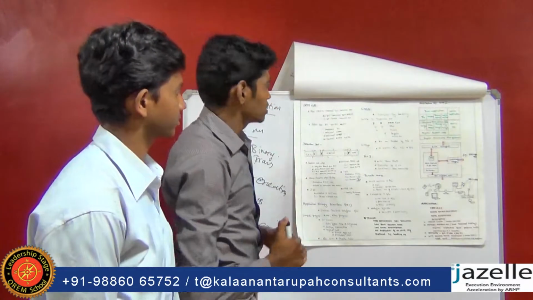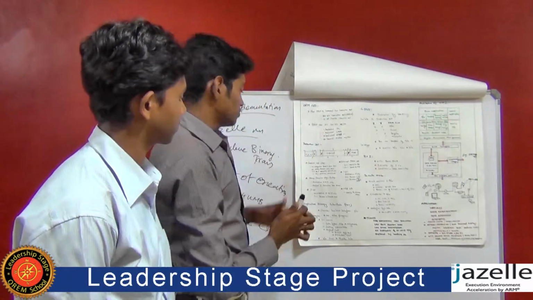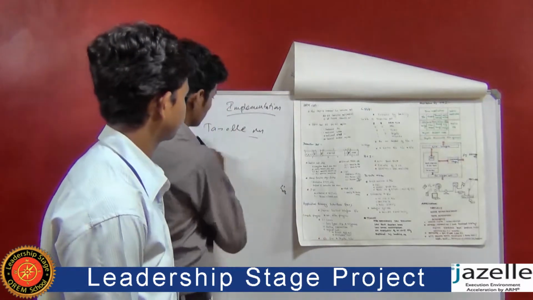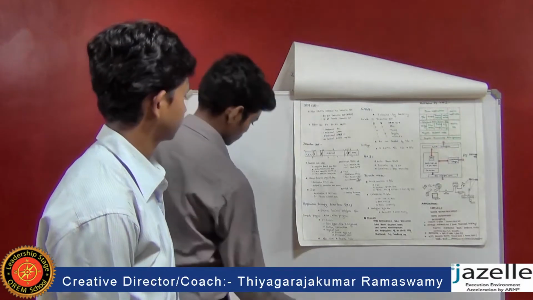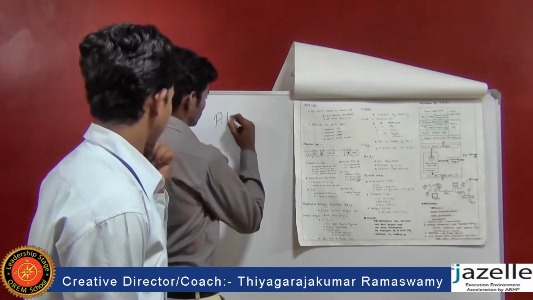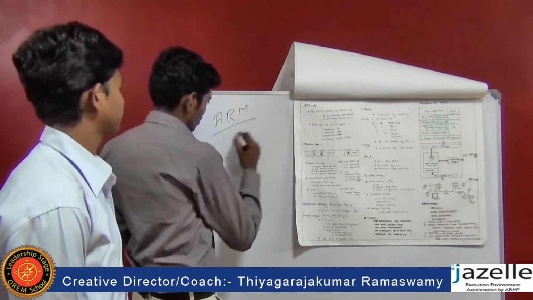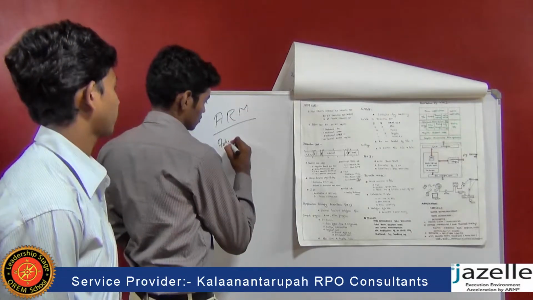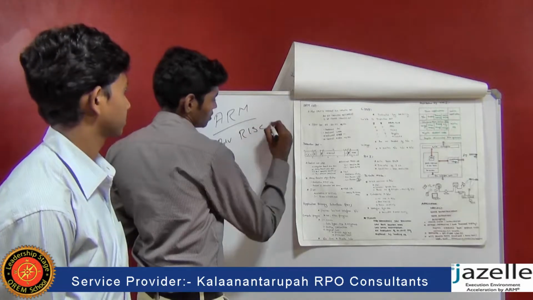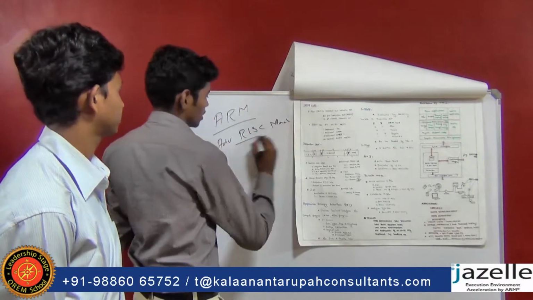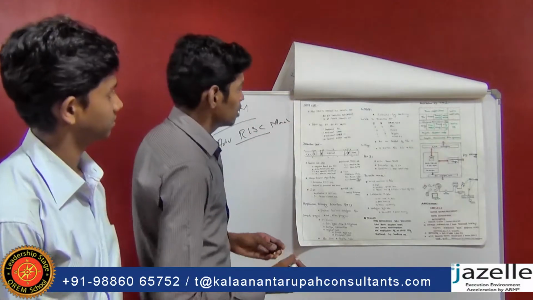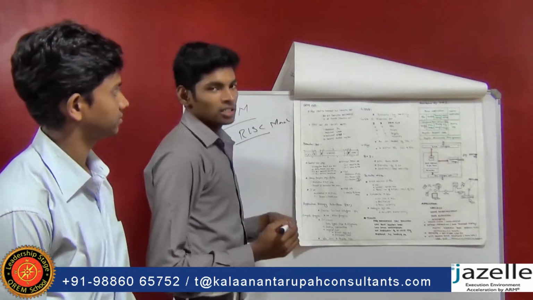Then the next topic is the ARM ISA. ARM stands for Advanced RISC Machine. RISC in the sense of reduced instruction set. Mostly ARM uses a 32-bit instruction set.